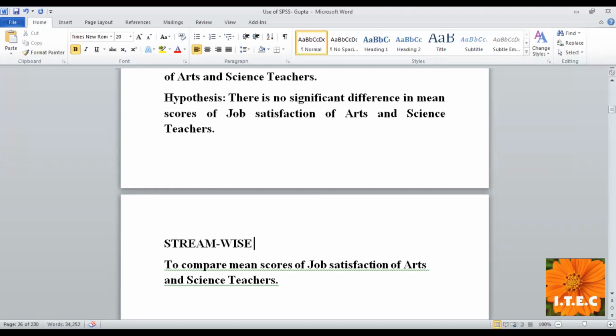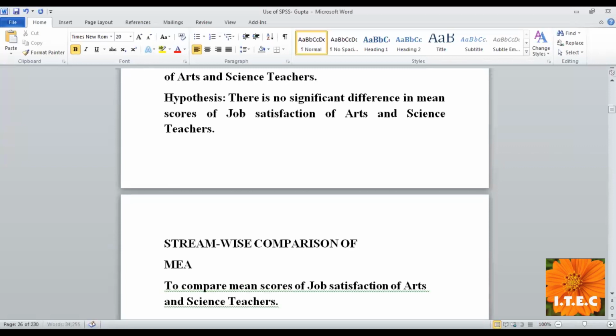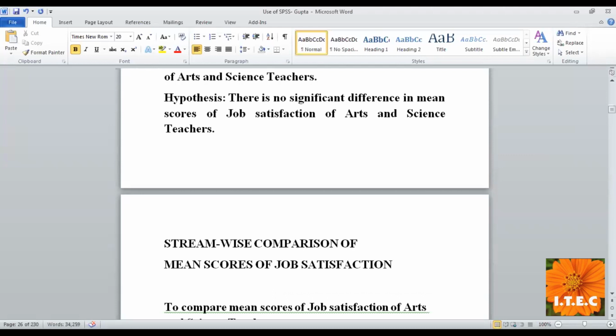Stream-wise comparison of mean scores of job satisfaction of teachers. This becomes my caption heading from this particular objective.